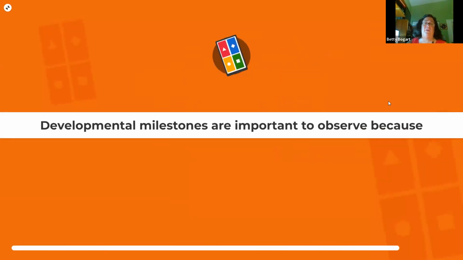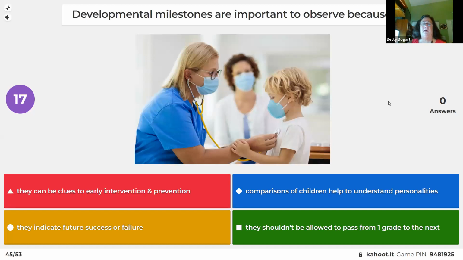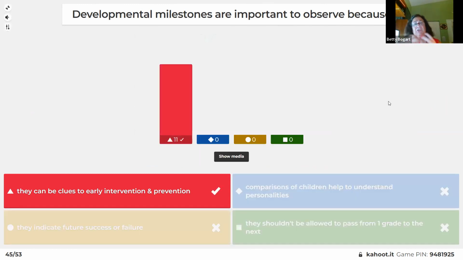Developmental milestones are important to observe because learning all these things. When do they roll? When do they turn? When do they grasp? When should they walk? Why do we need to know all of these things? Well, children are so resilient. If we can get that clue that they need something early, we can institute that early intervention, and those children can catch up very, very quickly.